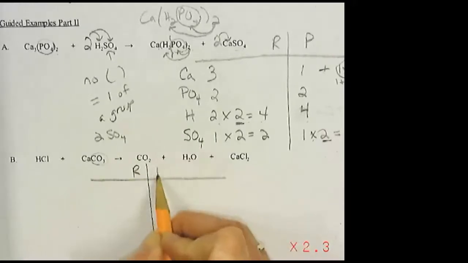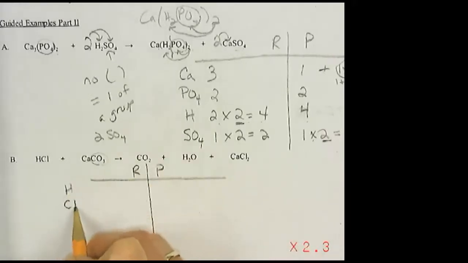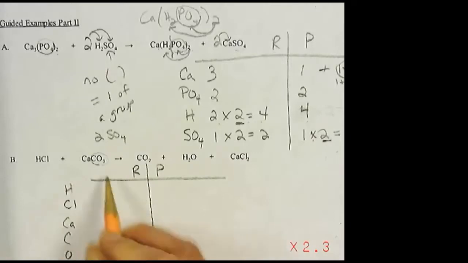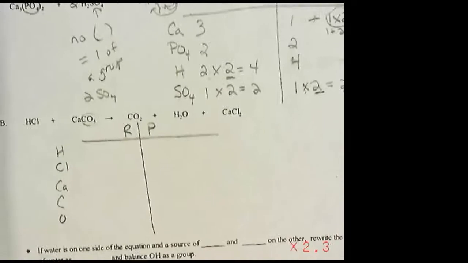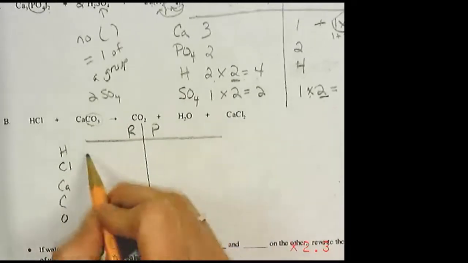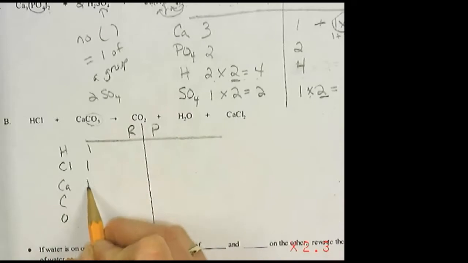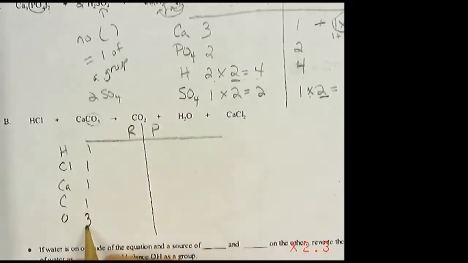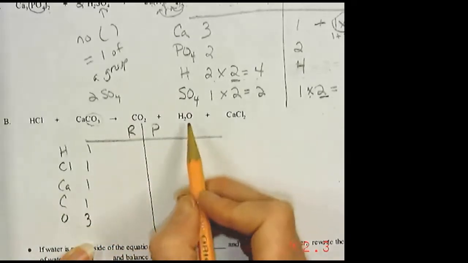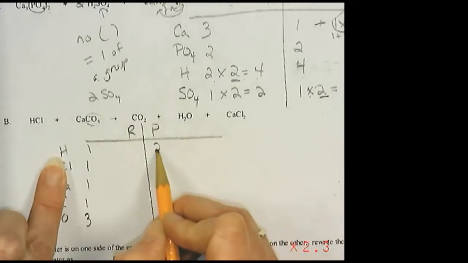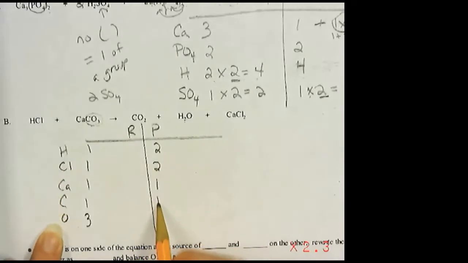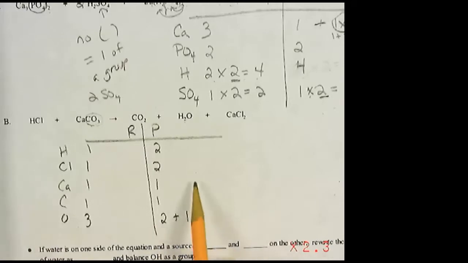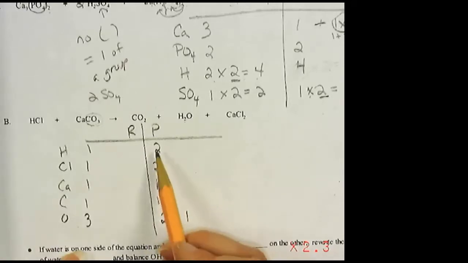Okay, in B, with our reactant product table, we have no choice but to balance each element separately. So there's no CO3 group over here, so I'm just going to be looking at each one individually. So I have 1 hydrogen, 1 chlorine, 1 calcium, 1 carbon, and 3 oxygens. On the product side, I'm going to do 2 hydrogens, 2 chlorines, 1 calcium, 1 carbon, and 2 plus 1 oxygens.